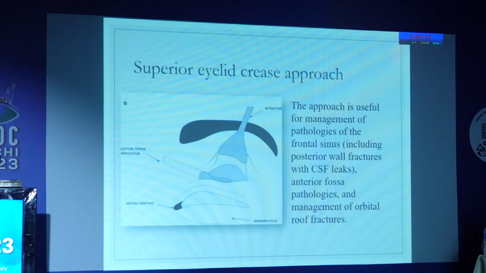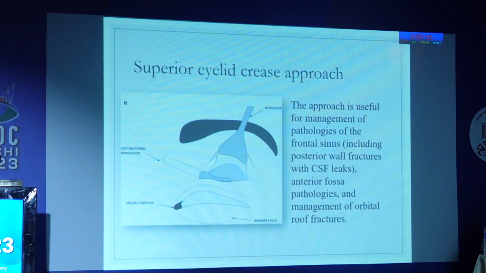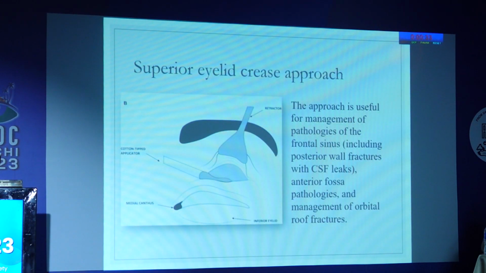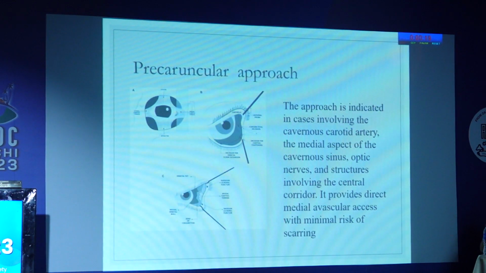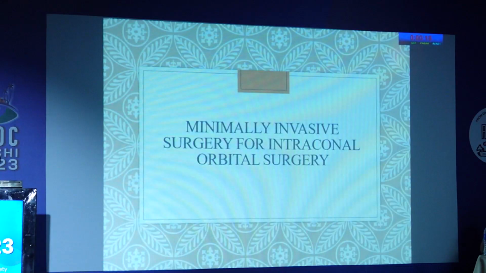canthotomy is done. In this approach, the superior eyelid crease is useful for the management of pathologies of the frontal sinus and posterior wall fractures. The precaruncular approach is indicated in cases involving the cavernous carotid artery, the medial aspect of the cavernous sinus, and optic nerves.